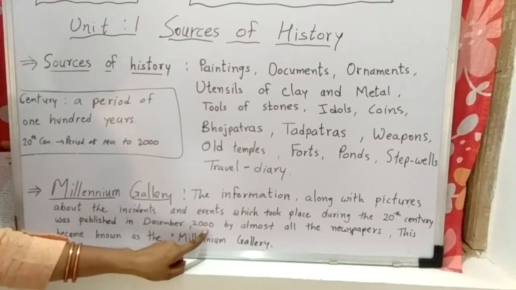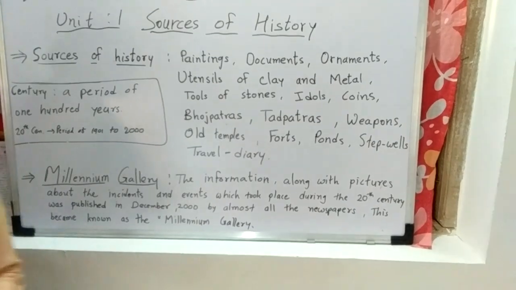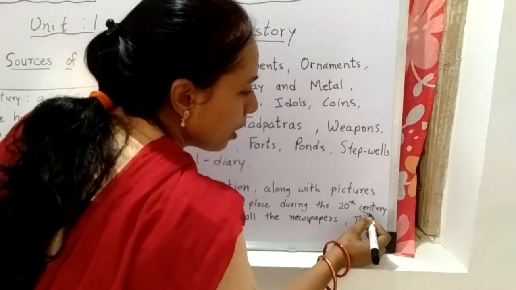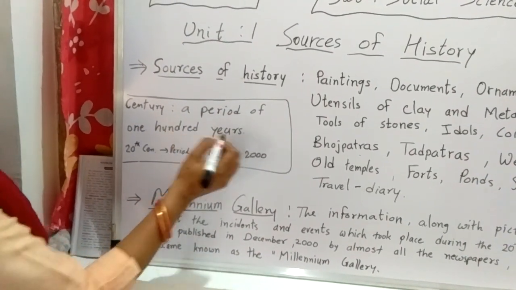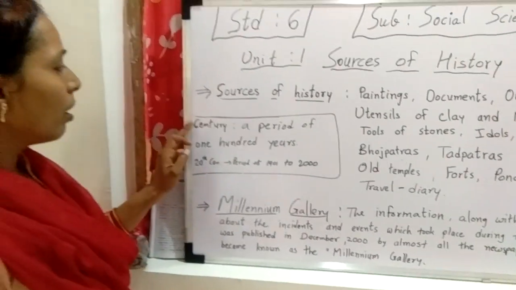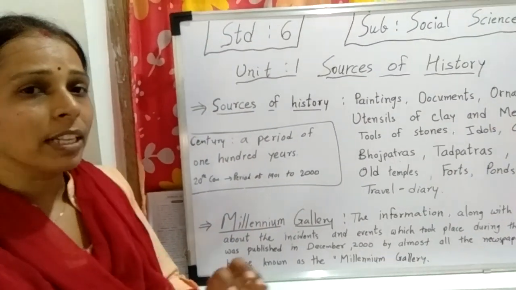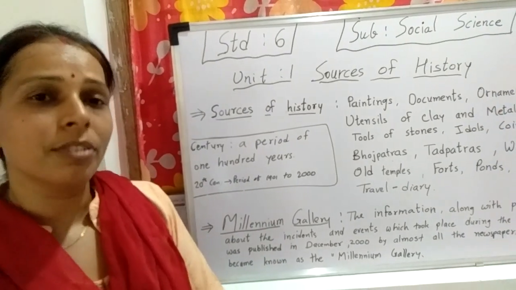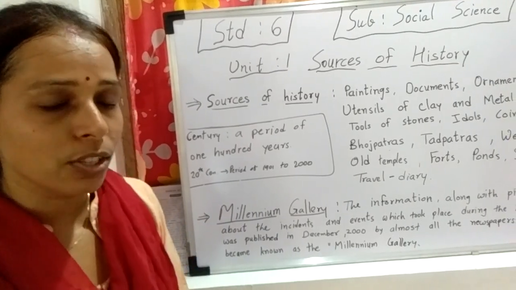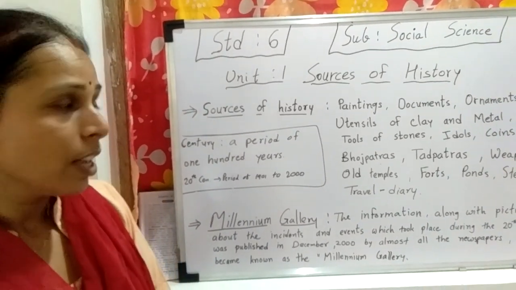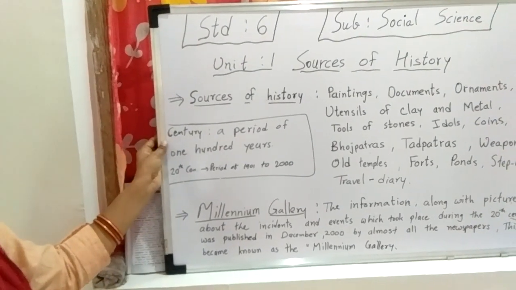Now in December 2000, when the 20th century was coming to an end, here, century, what is the meaning of century? A century is a period of 100 years. When Sachin makes 100 runs, we say that Sachin has made a century, right? So the period of 100 years is called a century.